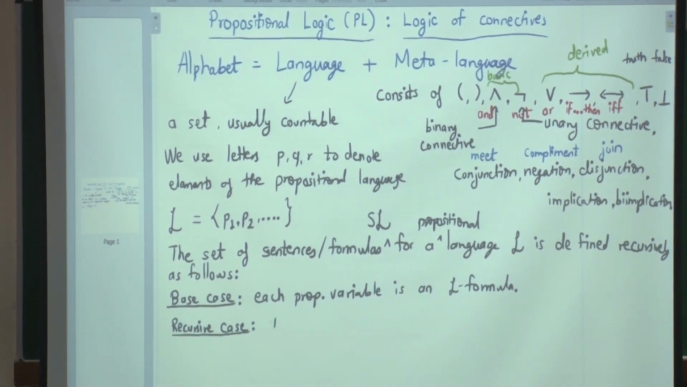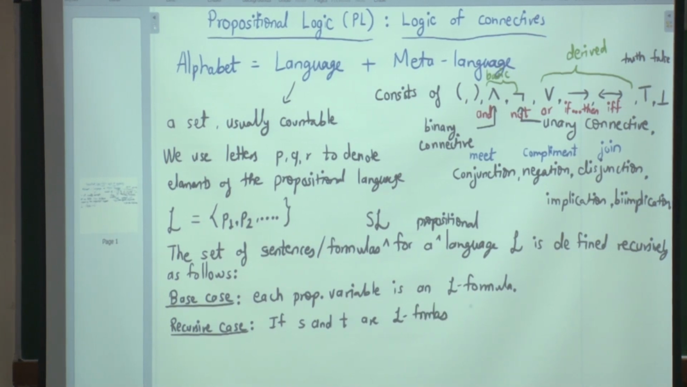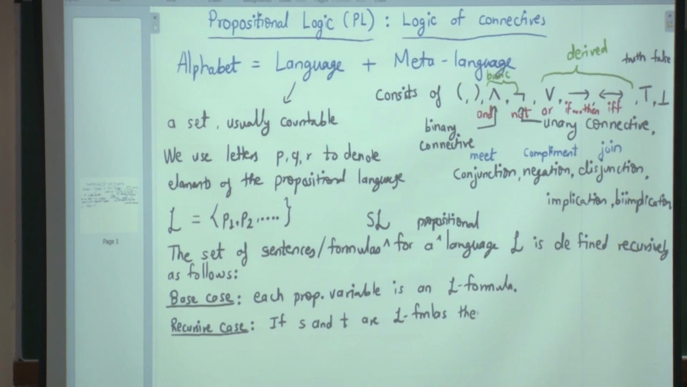So if S and T are L formulas (this is my shortcut way of writing it, FMLA, formulas), then so are (negation S) and (S conjunction T).